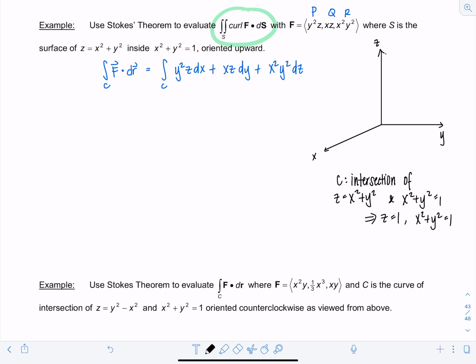So say this is 1, 1, 1, okay? Here's the paraboloid. And that's going to be the curve of intersection. So the paraboloid keeps opening. We're not interested in that part. And then we have this cylinder.